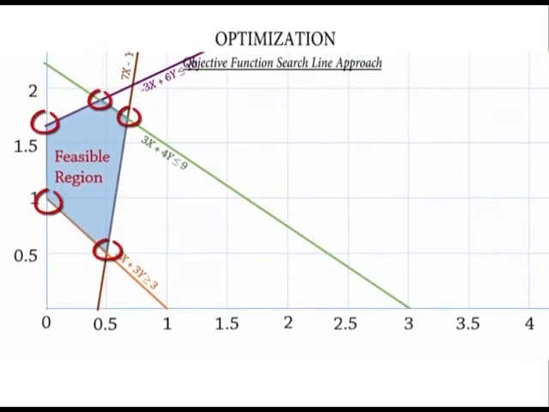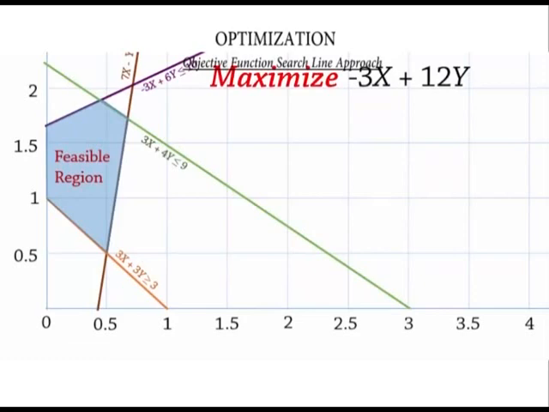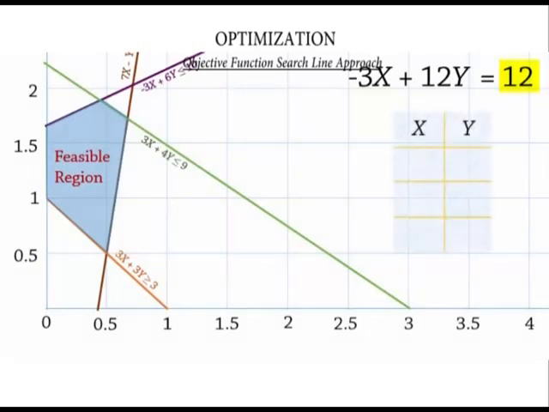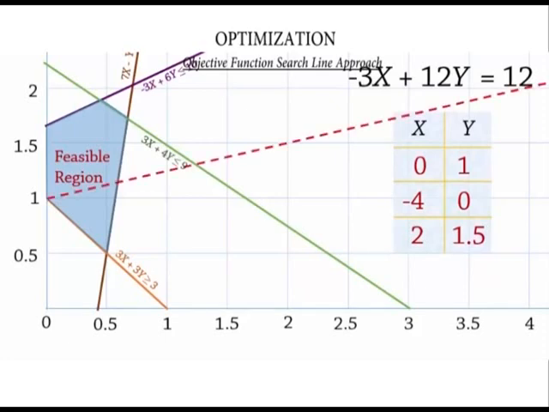To determine which of these extreme points is the maximum, we draw a search line. We want to maximize negative 3x plus 12y. We equate it to a k, which is the LCM of 3 and 12. That will be 12. So we have minus 3x plus 12y is equal to 12. We draw that line. When x is 0, y will be 1, and when y is 0, x will be negative 4. Because this negative 4 is not in my graph, let's have one more point. When x is 2, y will be 1.5. Using these two points, the search line is this one. Because this is a maximization process, we move the search line upwards away from 0 parallel to itself to obtain the maximum optimal point.